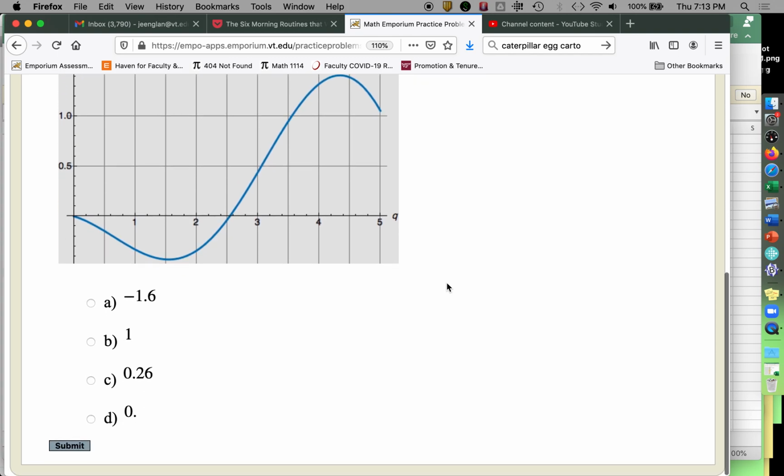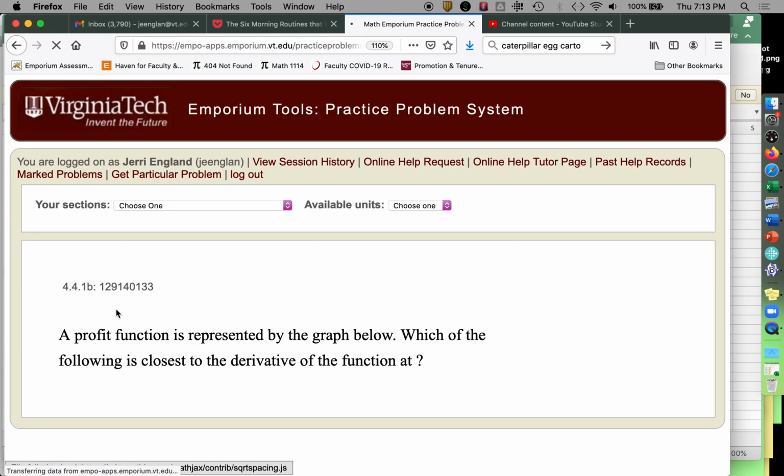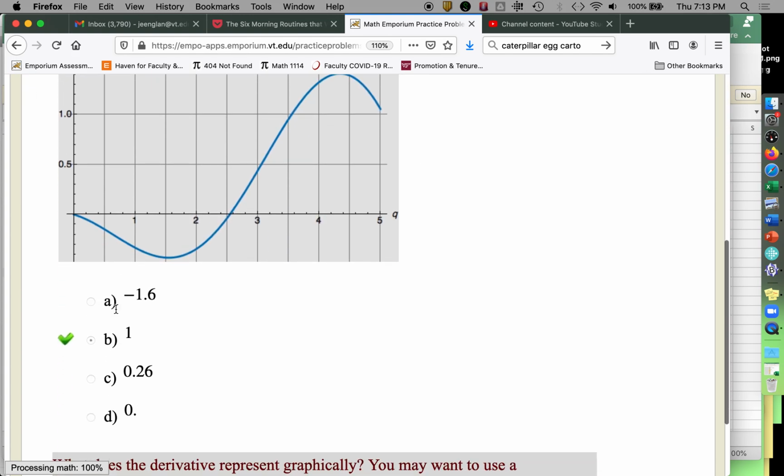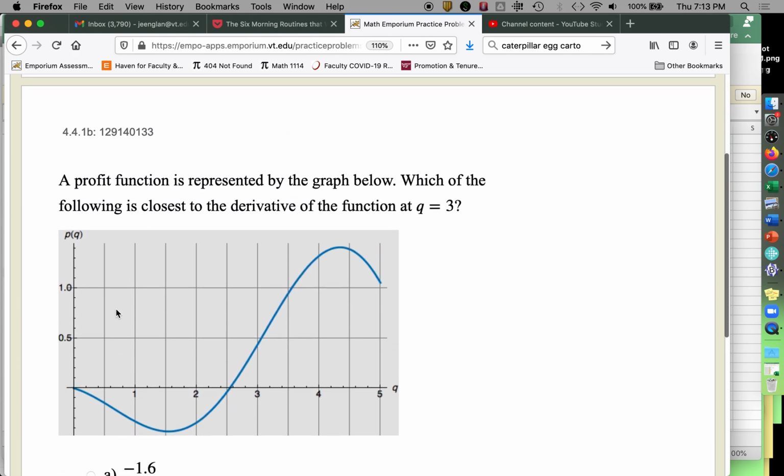We have negative 1.6, we have 1, we have 0.26, and 0. It says 0 point, but it really means 0.0. Sometimes it lops off that last decimal if it's a 0. So it looks like 1 is spot on. And there we go, that's how that one works. 441b: put it into a simple drawing program, draw your tangent line, and figure out what its slope is.